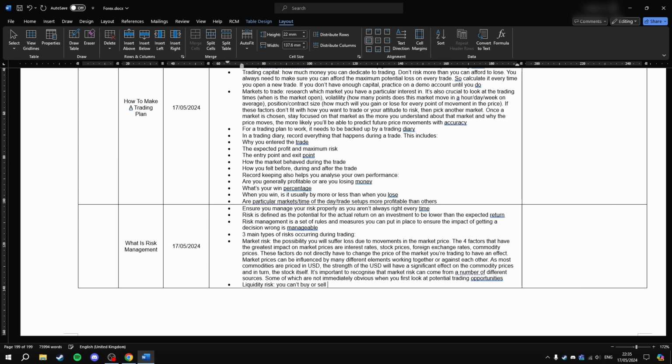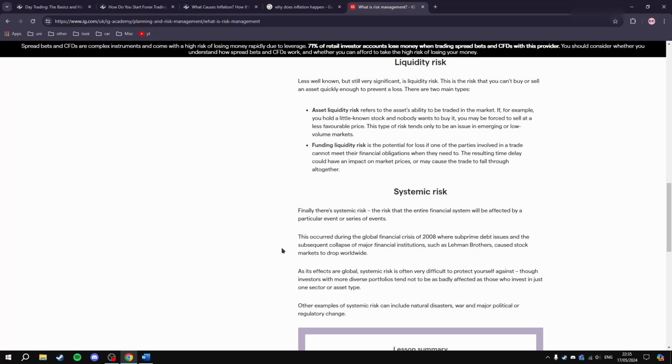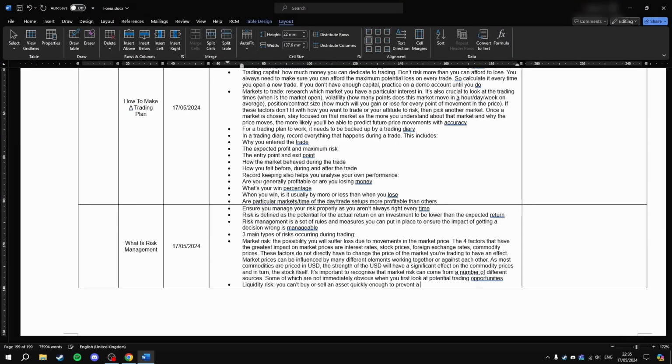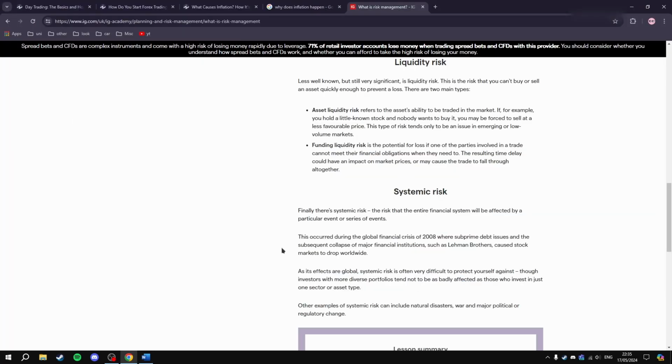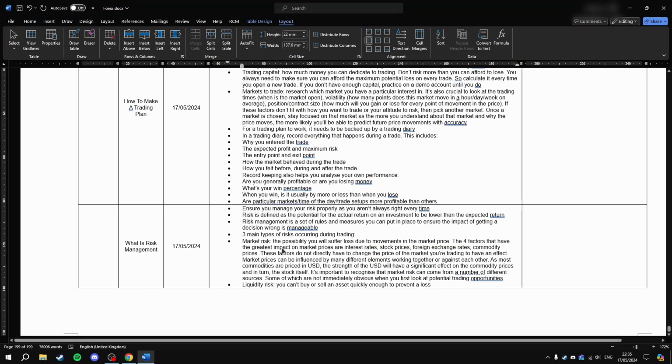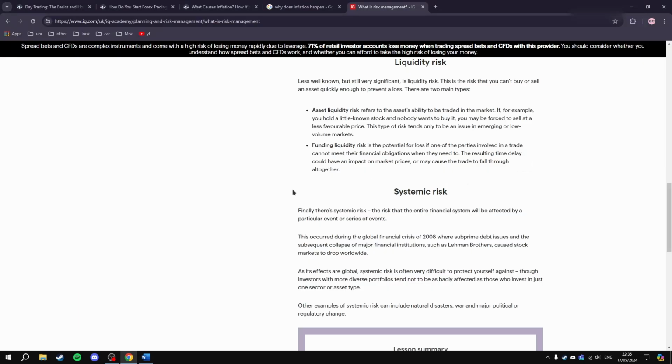You can't buy or sell an asset quickly enough to prevent a loss.